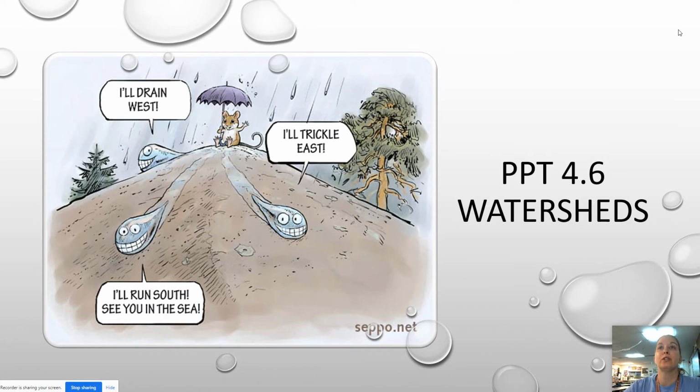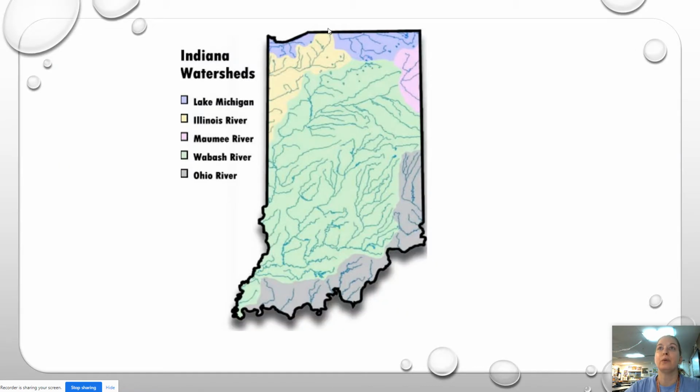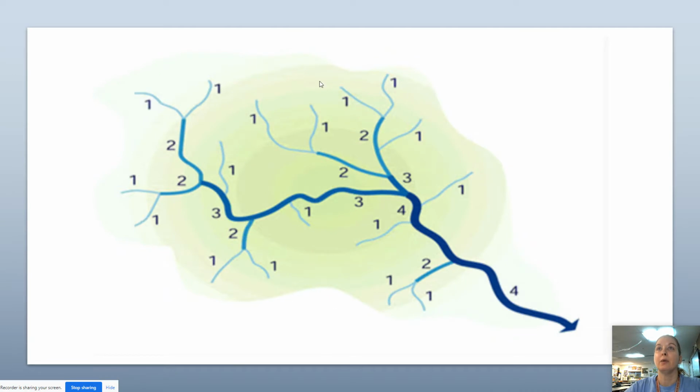We're getting into watersheds. Here are Indiana's watersheds. Most of the rain that falls in Indiana ends up in the Wabash River. If you think of all the tiny little streams going into bigger streams, into rivers, they're all going to end up flowing to one place. Remember, in Nemo, all drains lead to the ocean. So all of these things are going to come together. So this is one watershed.